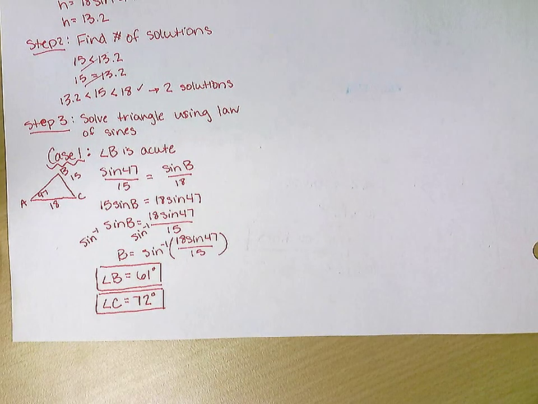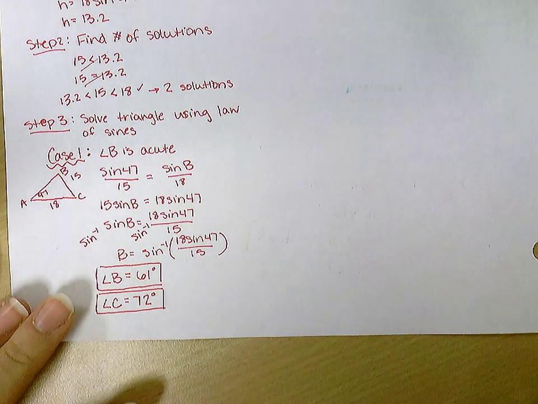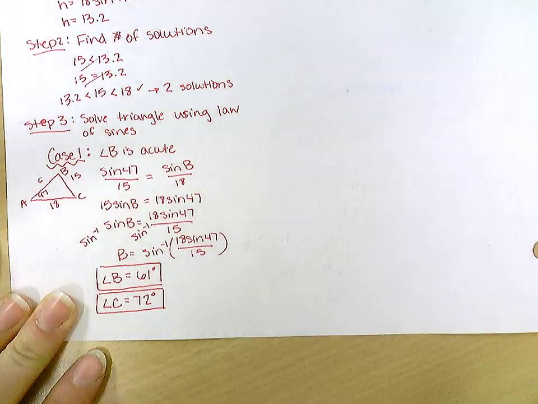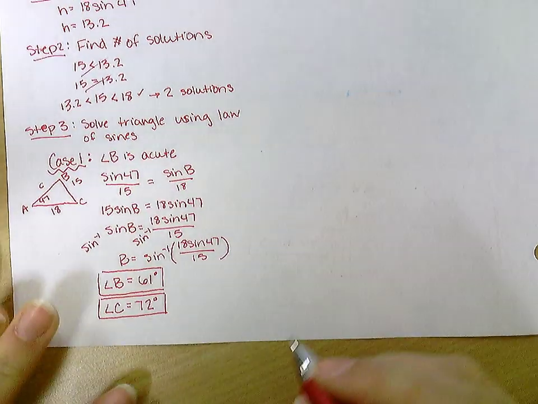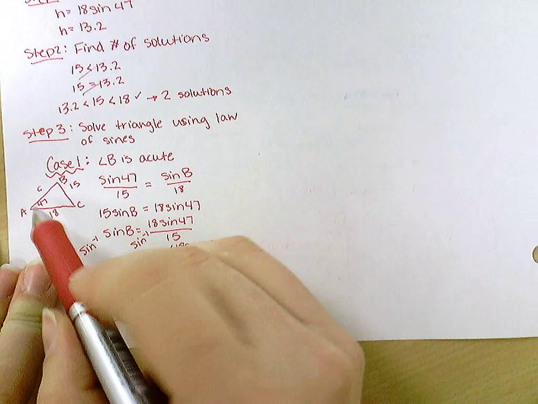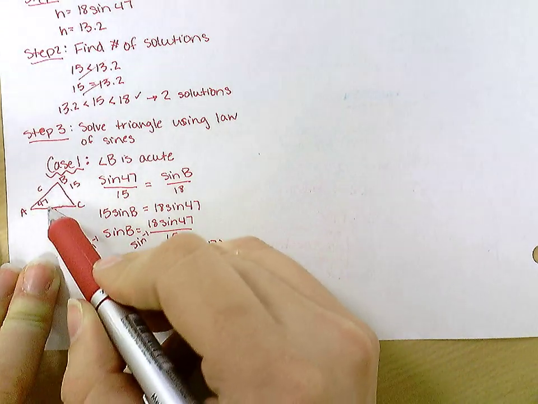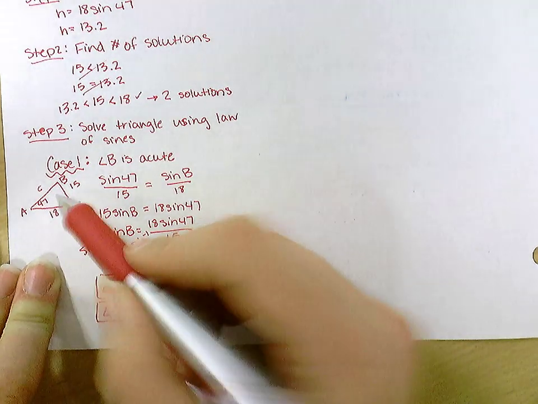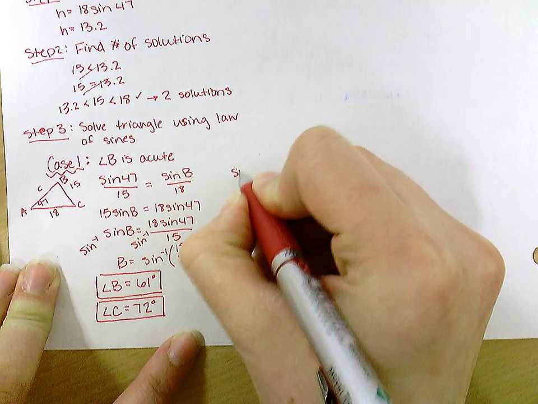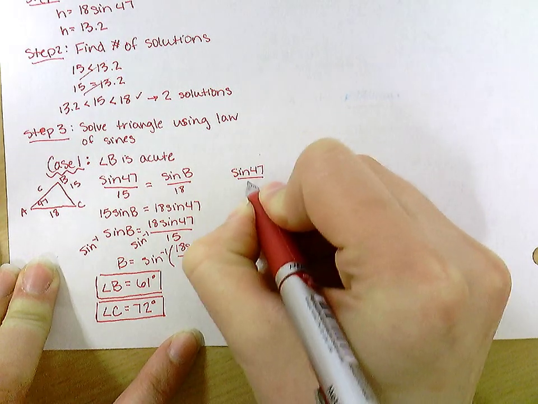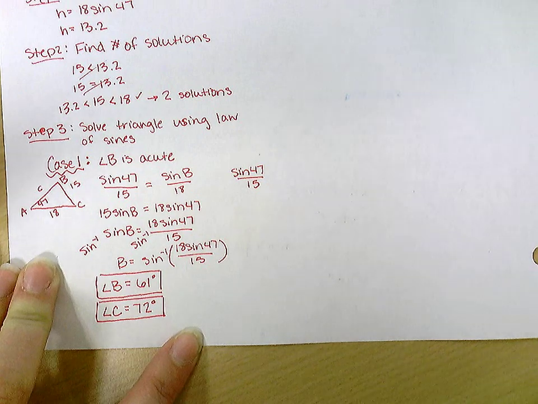Okay, last step for this case: find lowercase c using law of sines. So I'm going to take sine of, again, angle A, since it's the one I didn't round, over its opposite side. So sine of 47 over 15.